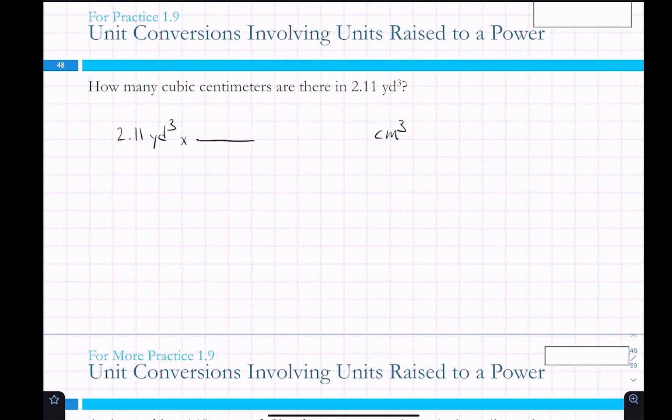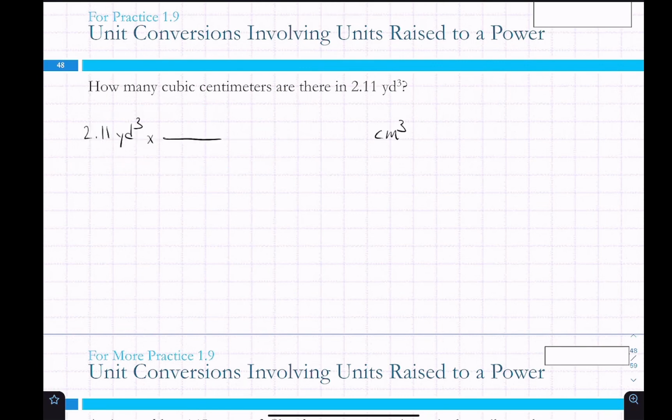So like last time I made this jump, instead of going from yards to feet, I went yards to inches, but let's do yards to feet this time. And the trick to this is correctly applying the cube to everything. So if we want to go from yards to feet, what's the conversion from yards to feet? Not yards cubed, not feet cubed, yards to feet. 3 feet per yard.